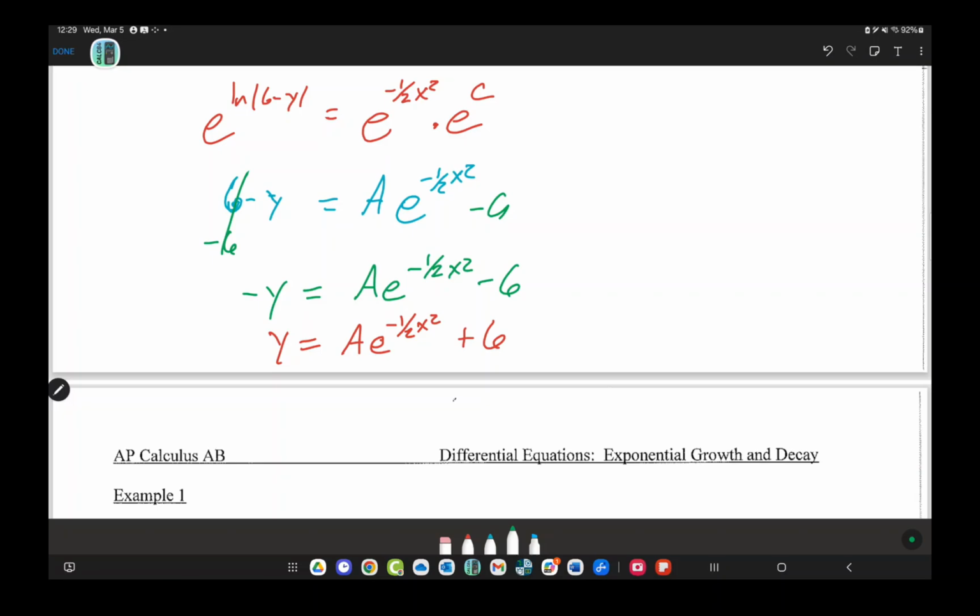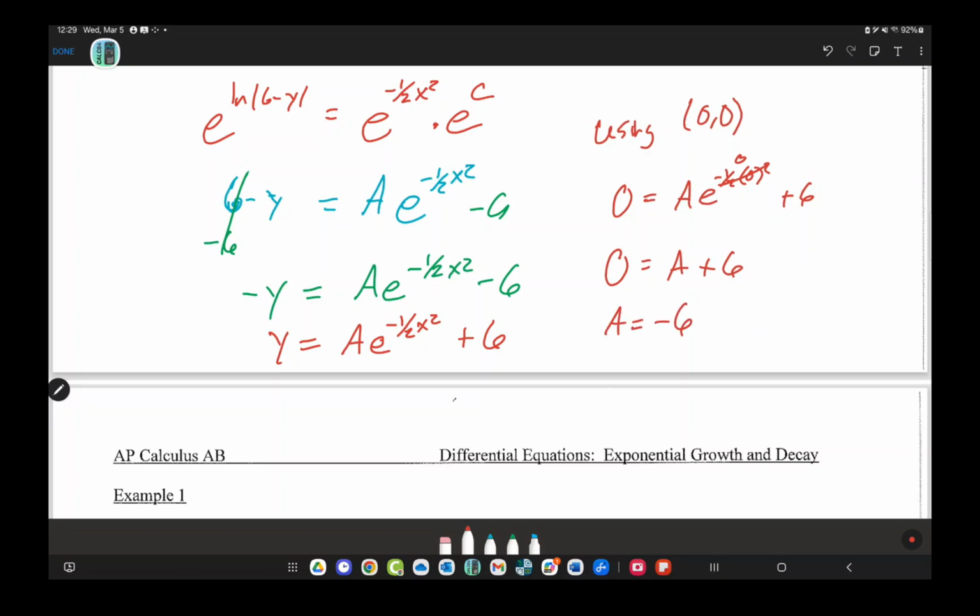Now, we do have an initial value. Okay, so using (0, 0): 0 is equal to a e to the negative 1/2 times 0 squared plus 6. So 0 is equal to, anything to the 0 power is what? 1. So a plus 6 is equal to 0, which means a has to be what? Negative 6. So my final answer is y equals negative 6 e to the negative 1/2 x squared plus 6. There's your final function.